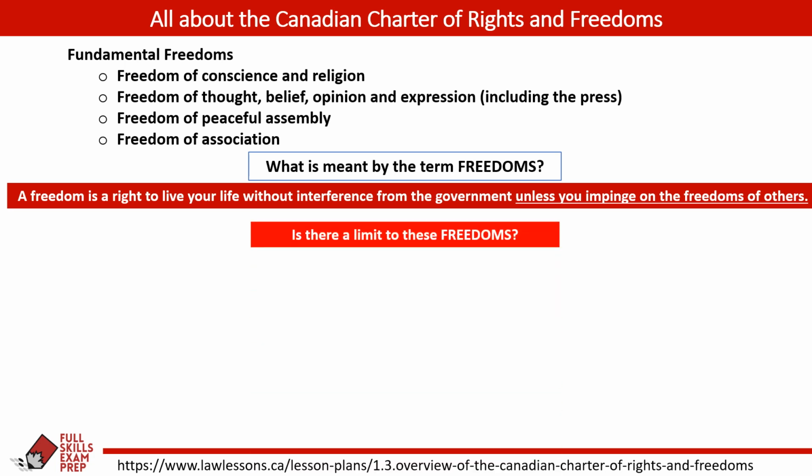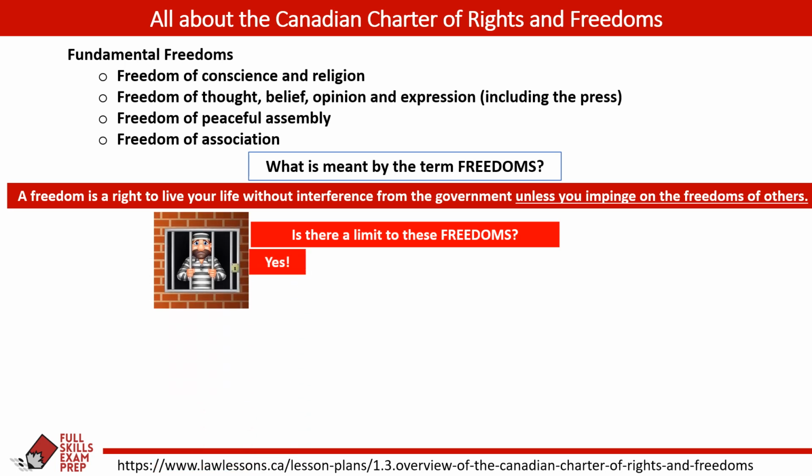But the big question is, are there limits to these freedoms? Can people simply do whatever they want, no matter what? The answer is no, they cannot do whatever they want, whenever they want. There are limits to these freedoms.